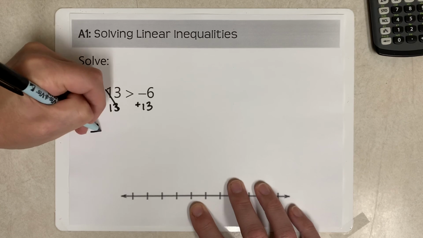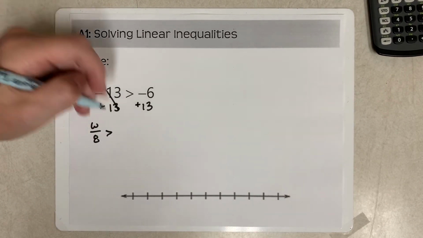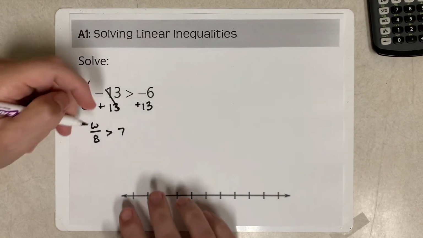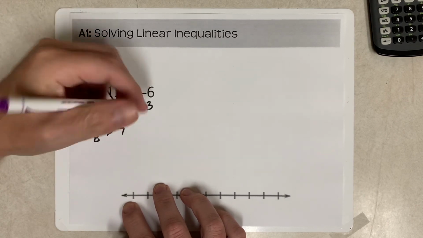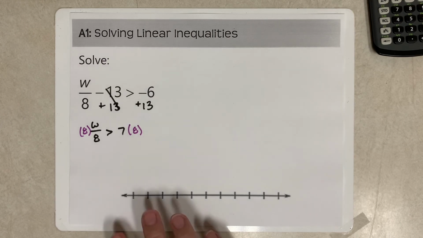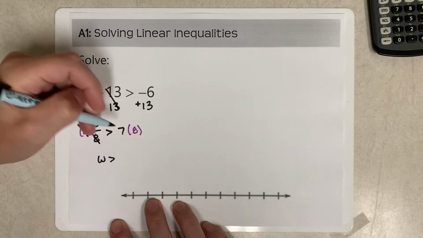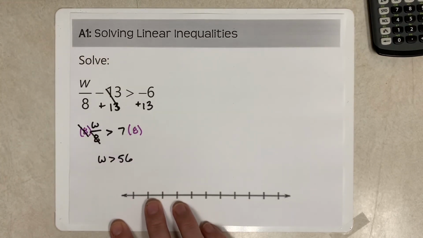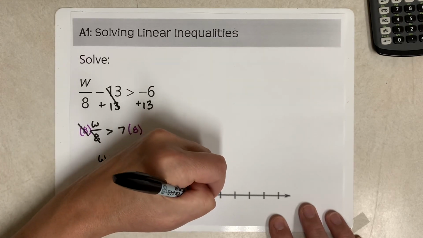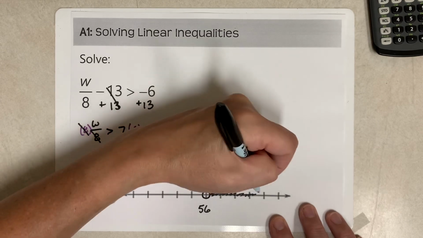And I get w over 8 is greater than negative 6 and 13 would be a positive 7. Now to get rid of that 8 down there, I need to multiply both sides by 8 because the opposite of division is multiplication. So once I do that, these two 8's will cancel and I'll get w is greater than 7 times 8 is 56. And so it looks like I got a 56 in the middle, open circle, shaded to the right. Like that.